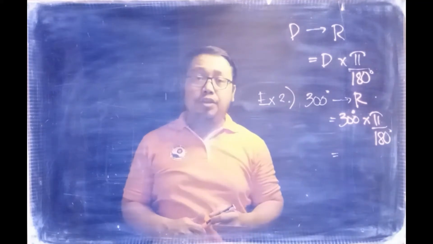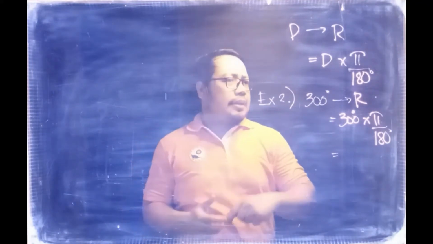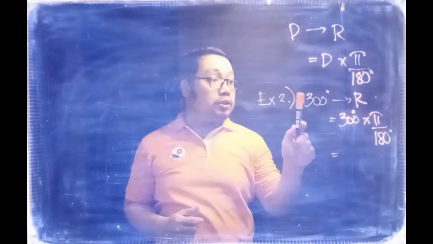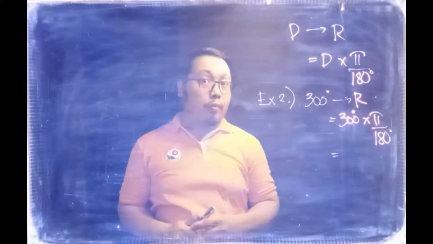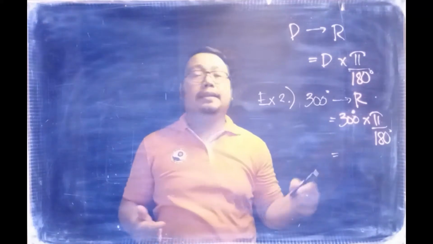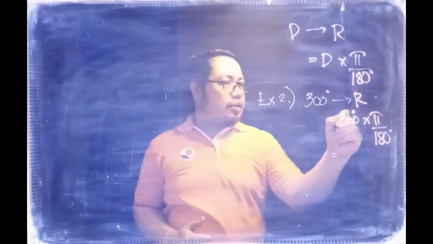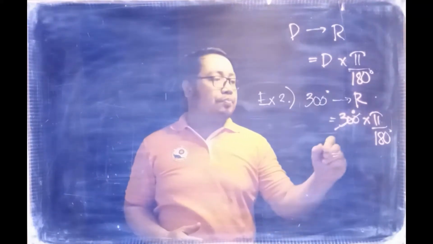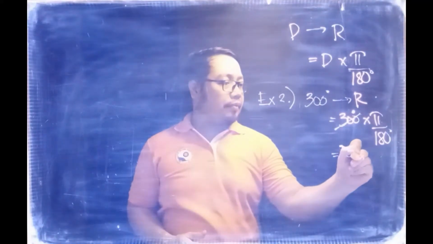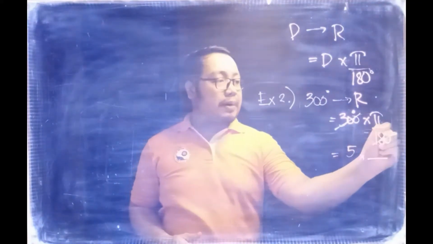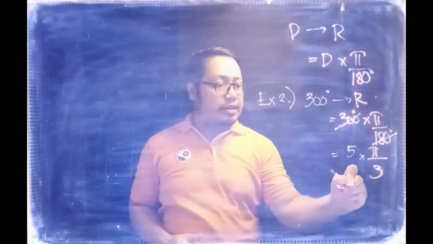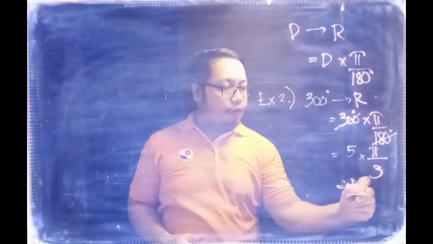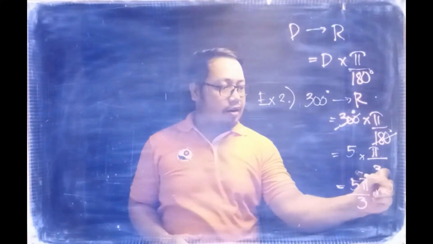In this case, you're given a higher degrees. That 300 degrees will be multiplied by pi over 180. Get the GCF or greatest common factor of 300 and 180, and that is 60. So 300 divided by 60, that is 5. 180 divided by 60, that is 3. So our final answer is 5 pi over 3 radian.